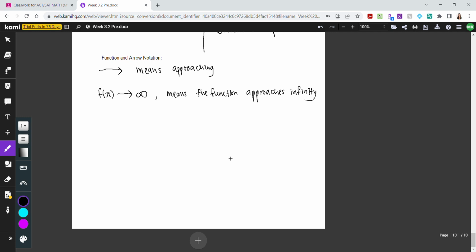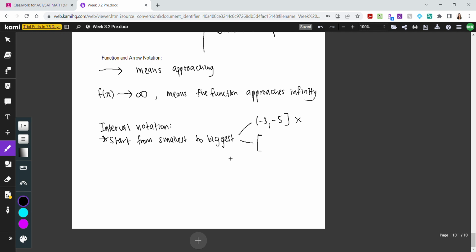Now, a really quick thing is interval notation, because you'll use this really frequently in your domain, your range, how you write your inequalities sometimes, and a few other things. Right, so with interval notations, you always want to start from the smallest to biggest value, right? And what I mean by that is if you look, -3 to -5. This is wrong because -5 is smaller than -3. So the correct way to write this is -5, -3. All right.